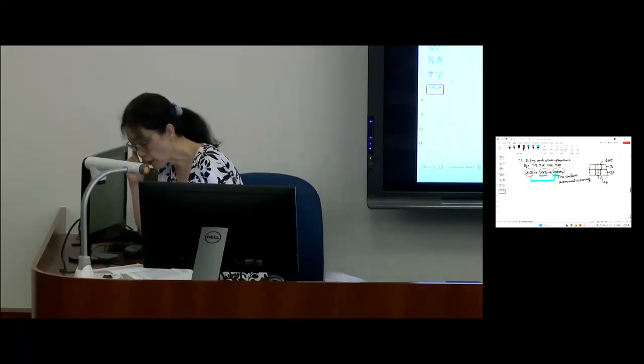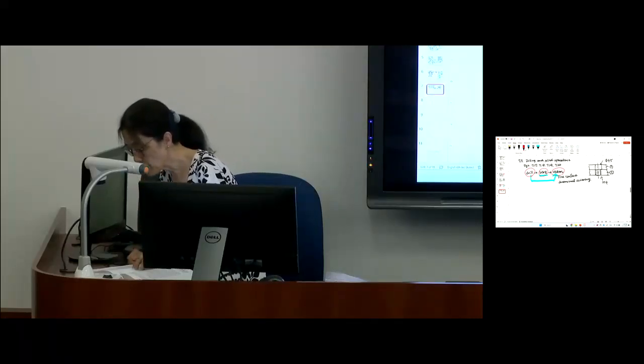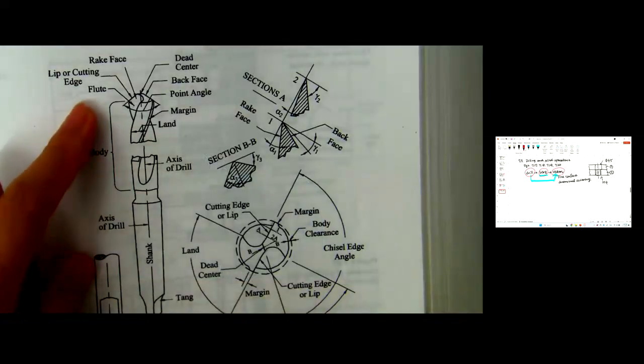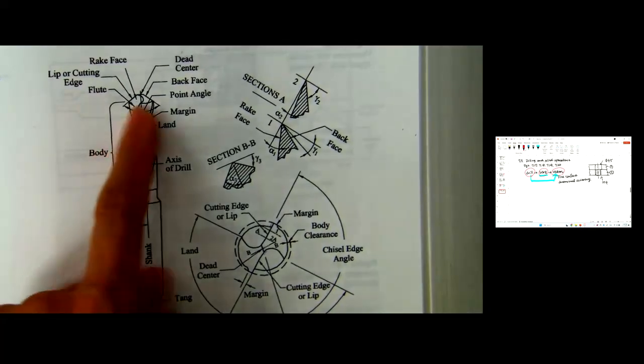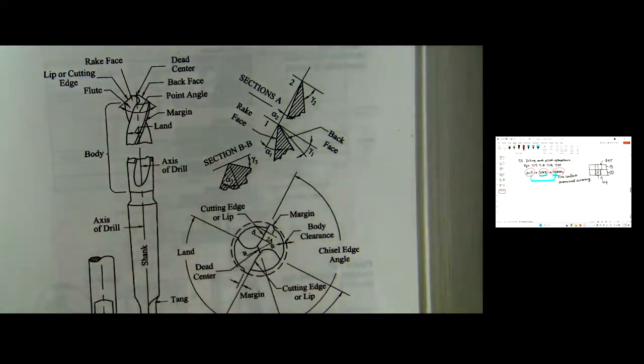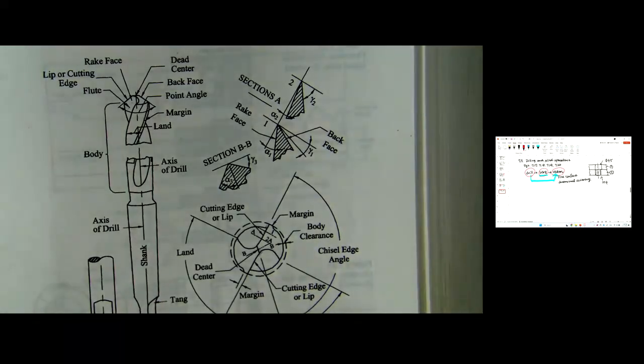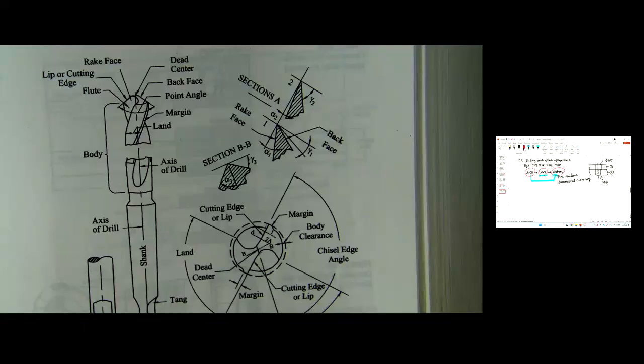And then I think the others are margin, and then flute. Flute is related to the helix angle, and the chip goes like that. I feel like I'm dancing. I hope they don't record my action.